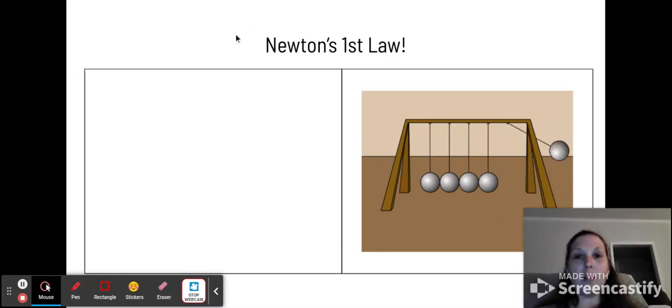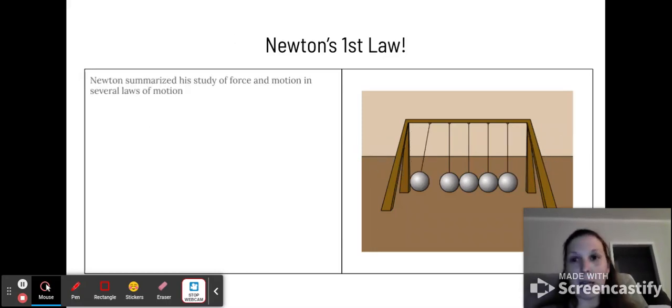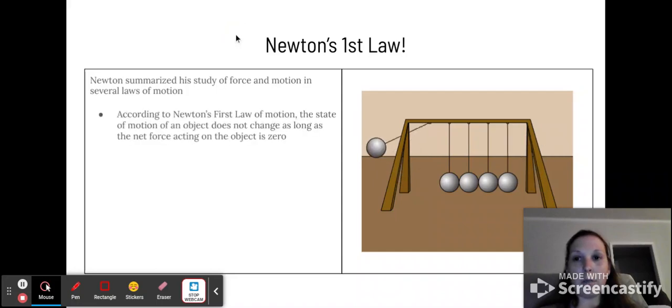So first, let's talk about Newton's first law. We'll start from the beginning. And he summarized this study of force and motion in several laws. Again, we're only going to focus on 1 and 2 in this video. So the first law of motion states that the state of motion of an object does not change as long as the net force acting on that object is zero.